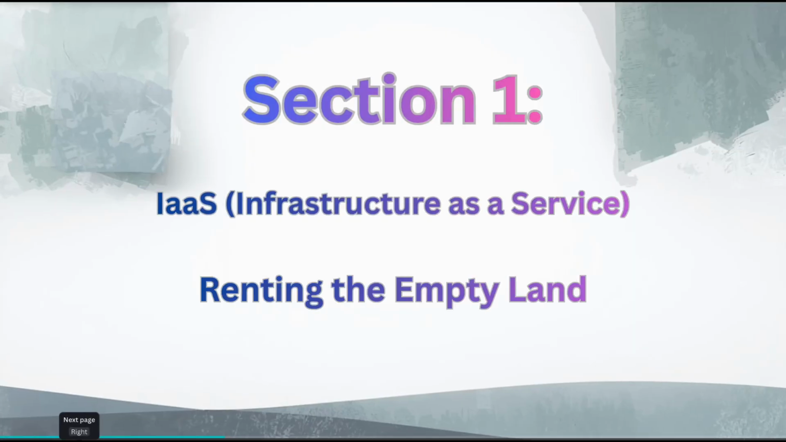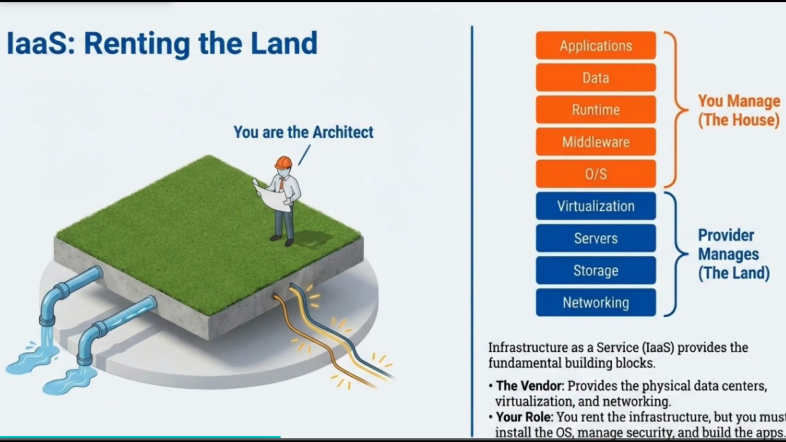Section 1, IaaS, Infrastructure as a Service, aka renting the empty land. Buying an empty plot, attaching all the amenities, and then building a house is too much work. What if you got a simpler option? You go to your landlord and say, I just want to rent a plot of land. The landlord gives you a cleared plot that already has the utilities like water, electricity, sewage hooked up and ready to go. And that is Infrastructure as a Service, or IaaS.